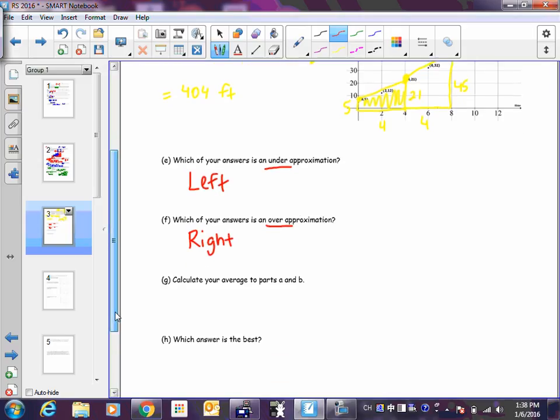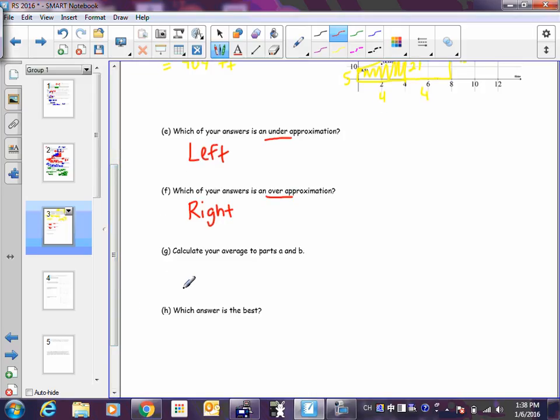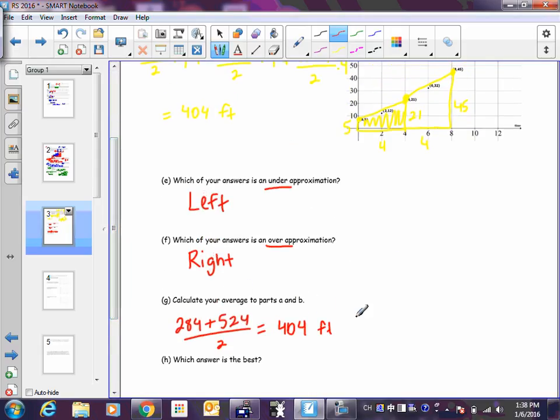Then you were supposed to calculate the average of parts A and B. So this was averaging those two numbers, 284 and 524. And we are on page 3, if any of you are trying to find where we're at. What did you guys get for this average? We should have got 404. If you didn't, just double check your calculation, which is the exact same thing we got for trapezoid.